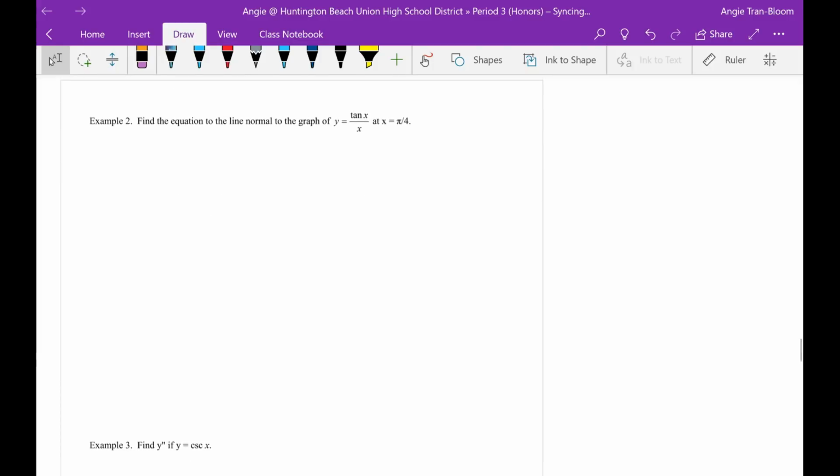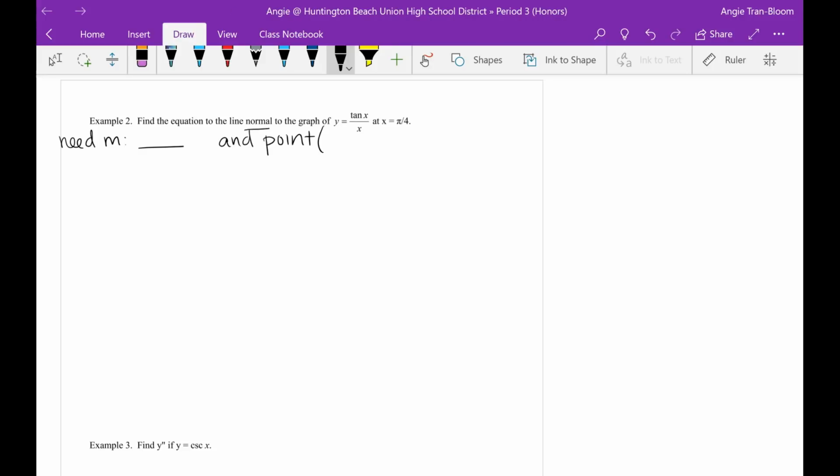This one, I'm just giving you a heads up, is not going to be as pretty. So get ready. You're going to need all of the space that's on there. So example 2: find the equation of the line normal, that means perpendicular, to the graph of y equals tangent of x over x at the value of x equals pi over 4. To find it, obviously I need a slope. I need m, whatever m is, I'm going to have to find it, and I need a point.